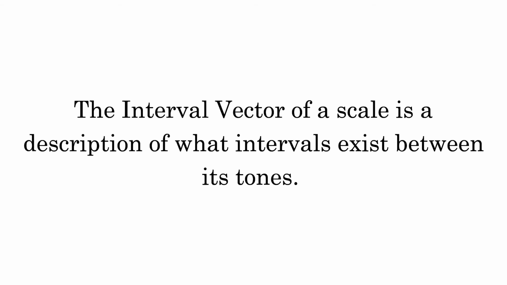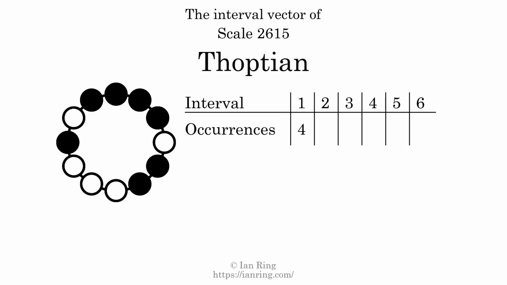The interval vector of a scale is a description of what intervals exist between its tones. There are four intervals with the size of one semitone. They are here, here, here, and here. There are four intervals with the size of two semitones. They are here, here, here, and here. There are four intervals with the size of three semitones. They are here, here, here, and here.